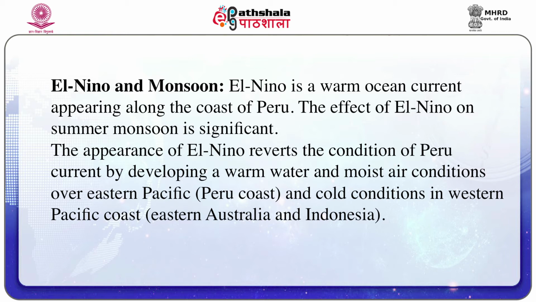The literal meaning of El Nino is a child, Christ, or a little boy, and it generally develops in December. Peru, or Humboldt, is a cold current flowing along the coast of Peru. The appearance of El Nino reverses the condition of the Peru current by developing warm water and moist air conditions over the eastern Pacific, that is, the Peru coast.